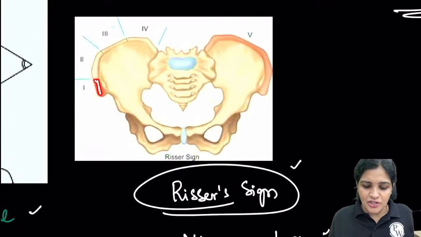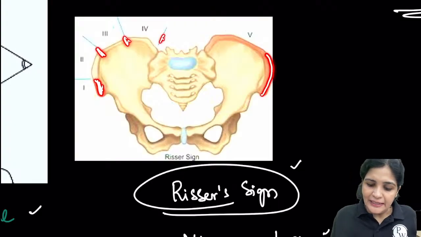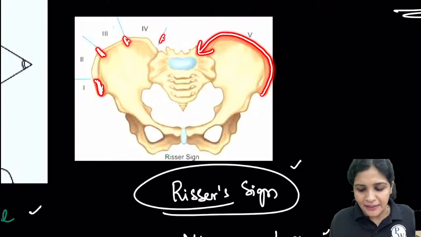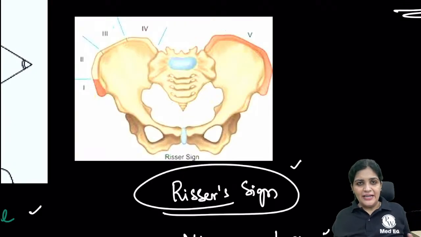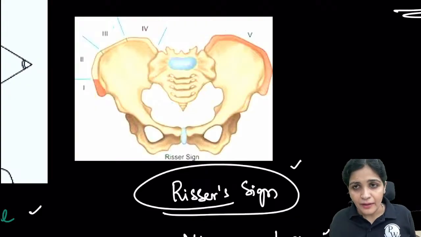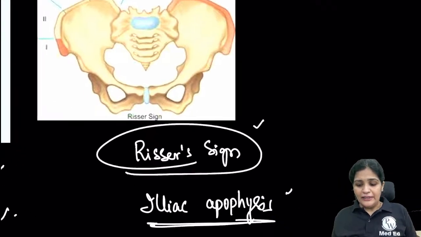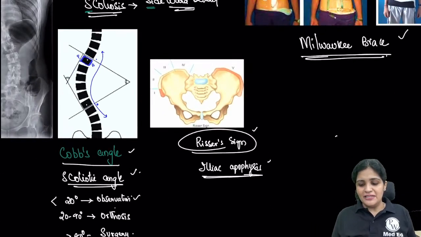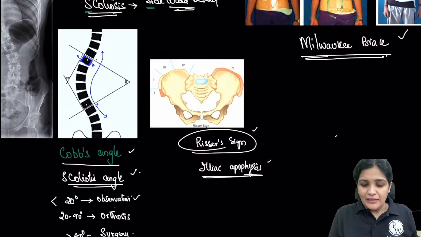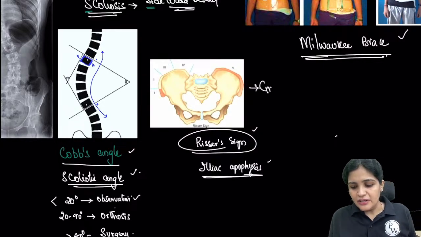So this is just stage 1, if it is from here to here. If it has reached stage 2, this is 3 and 4. And if the apophysis is completely calcified, then we call it stage 5. Understood? So this is called the Risser sign. Based upon this, you will decide whether the patient is ready for surgery or not.